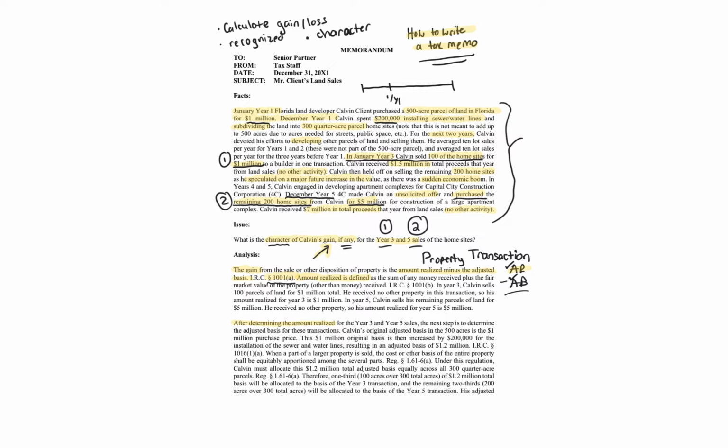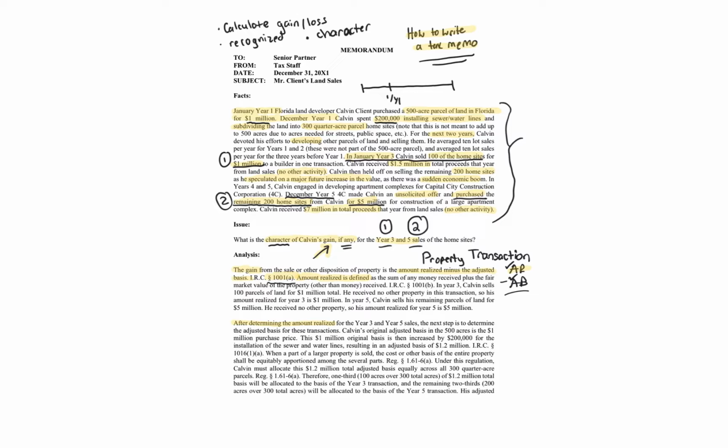And again, I have a video on all these concepts. Calculating realized gain or loss, calculating amount realized, calculating adjusted basis. I have a video on all of these things in case you want to go back and review those things. But again, we're focusing on tax research, the structure, how you phrase these things. Again, if you're doing a property transaction memo, you're going to start off like this.